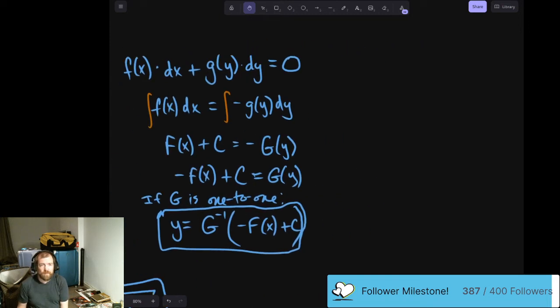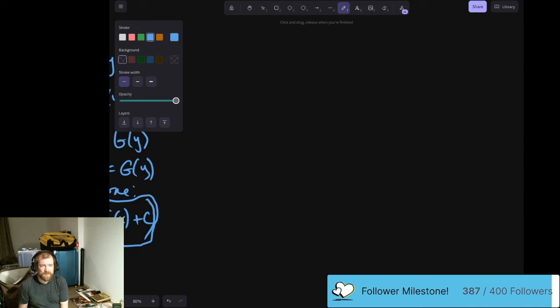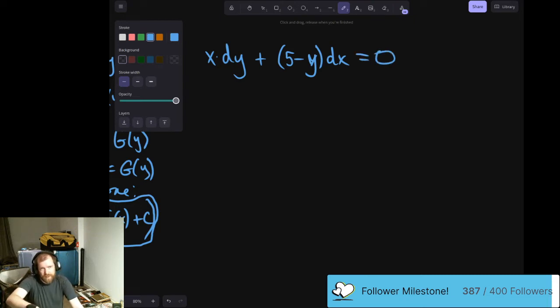So, more fun, slightly, for some definition of fun, is going to be something like x dy plus (5 minus y) dx equals 0. Now you notice that, well, hang on, this is not separated because our x's and y's are now mixed. Okay, fine, but good news, this is separable.